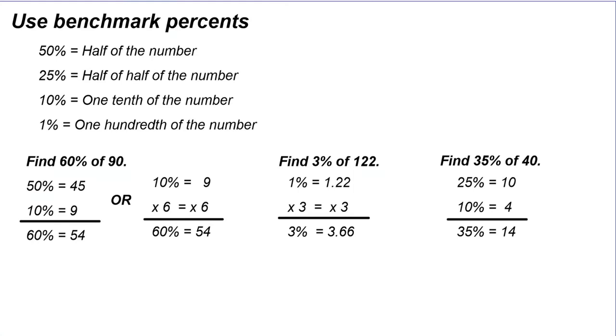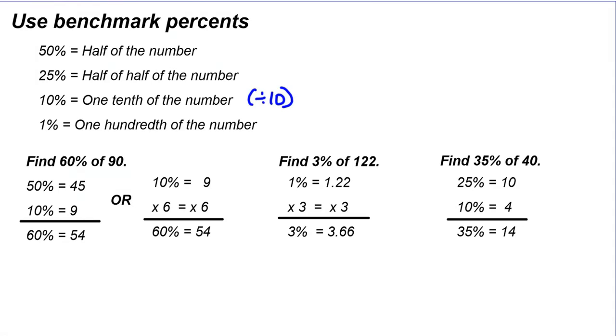If we can find 50%, then we can find 25% as well. 25% is half of the half of the number, or in other words, 1/4 of the number, or you just take the number divided by half and then divide it by half again, and you've got 25%. Also, 10% is very easy to find. That's 1/10 of the number, or in other words, divide it by 10, or move the decimal one place to the left, and you've got 10% of the number. So 10% is very easy to find.